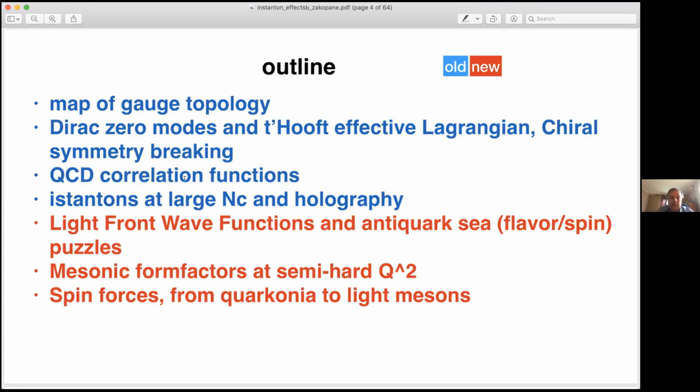So my talk is divided in two halves. One is this blue, which is old material, which is pedagogical, and something which I want to tell you about instantons. There would be no finite temperature. And the second half is a couple of new papers and some incoming paper about spin forces. And this is related to these light front wave functions, which is the main direction of our research here. So maybe between the blue part and the red part, we can also make a couple of minutes break or something like that.